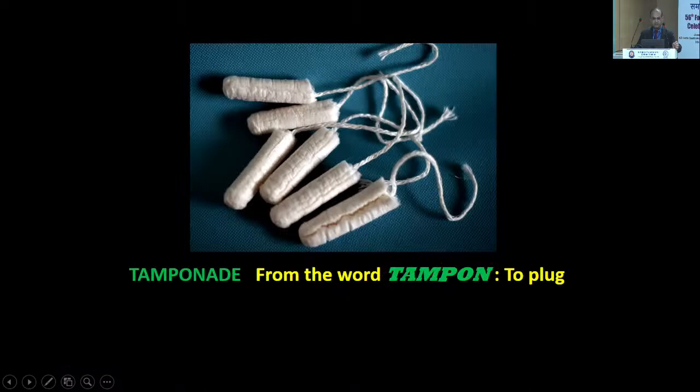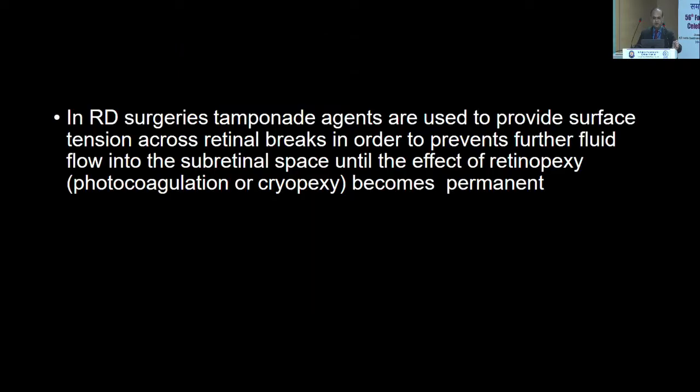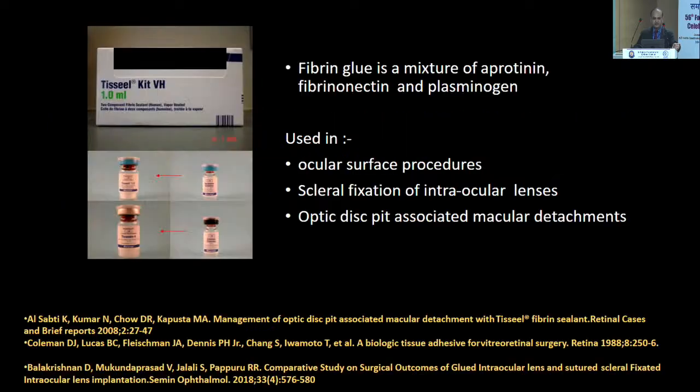So if we go back and look at what the tamponade agent does, the etymology of the word tamponade comes from the word tampon, which means to plug. And essentially in RD surgeries, tamponade agents are used to provide surface tension across breaks in order to prevent further fluid from going back into the subretinal space till the time the effect of retinopexy, which may be a photocoagulation by laser or a cryo, becomes permanent.